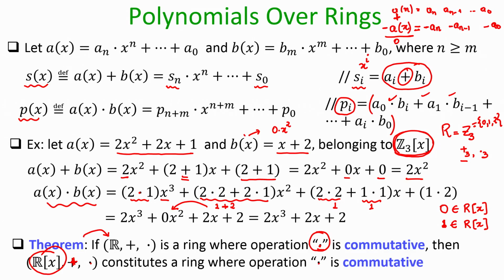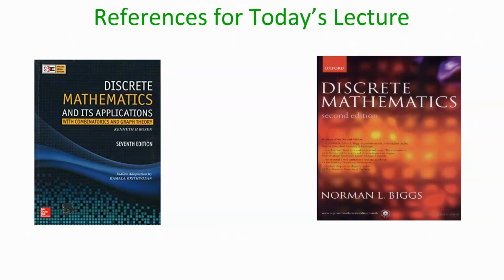Similarly, I can find the multiplicative identity. I can show that my plus operation is distributive over the dot operation, namely the addition of the polynomials is distributive over the multiplication of the polynomials and so on. Okay. So, I am leaving the proof of this theorem as an exercise for you, but it is very easy to prove. So, that brings me to the end of today's lecture.